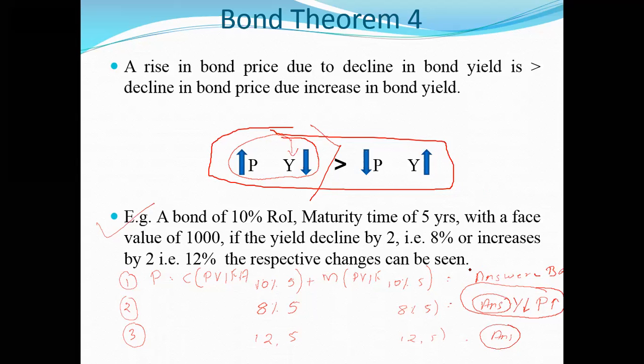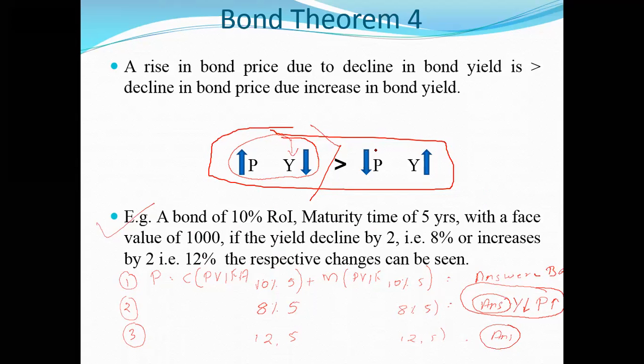Clear? Any doubts in understanding this? Please calculate this. You cannot just blindly follow this the way I am telling you. You have to solve it on your own. Only then you will be able to understand what I am talking about. So please solve this particular bond theorem 4 of bond valuation, and only then you will be able to understand whether this particular equation that I've written down is really true or not.